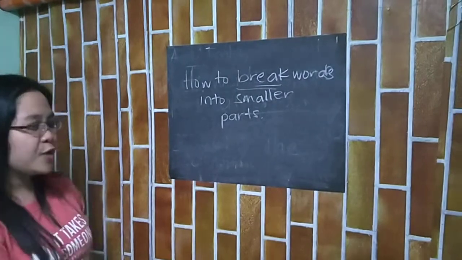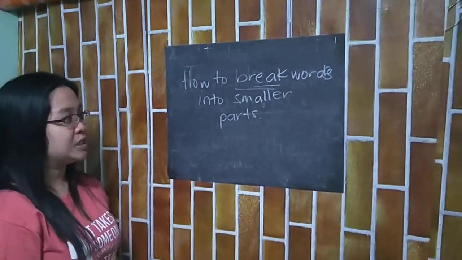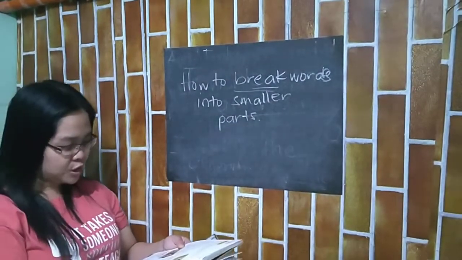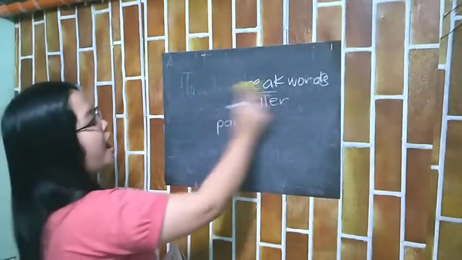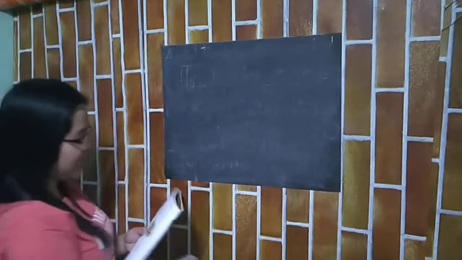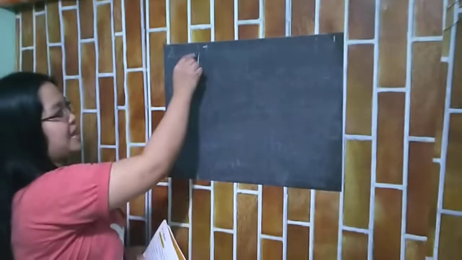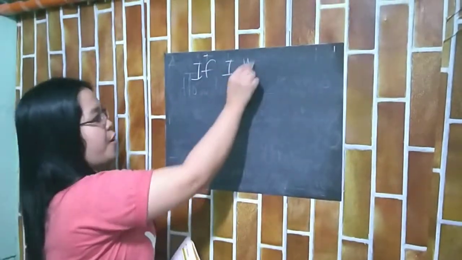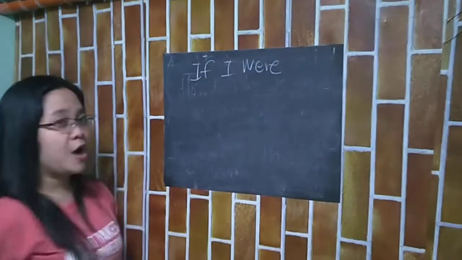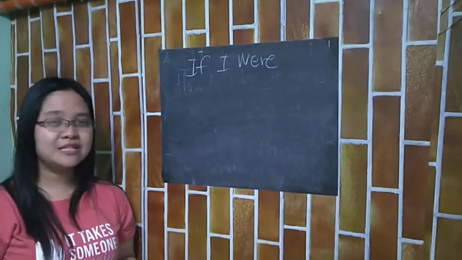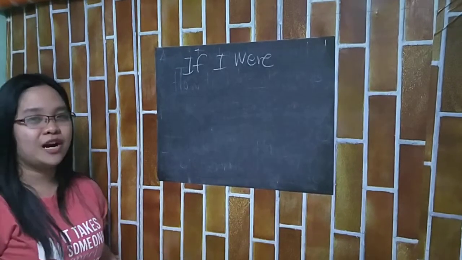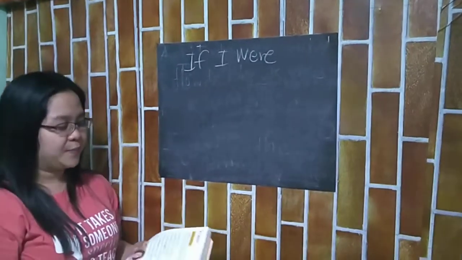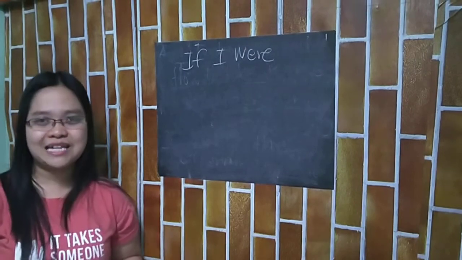Okay, now, I want you to bring out your English content book and open it on page 106. So we are going to read a poem for today, and that's entitled, If I Were. Now, as I read this poem, I want you to follow along with your fingers. So let's start. If I were. If I were a lizard.